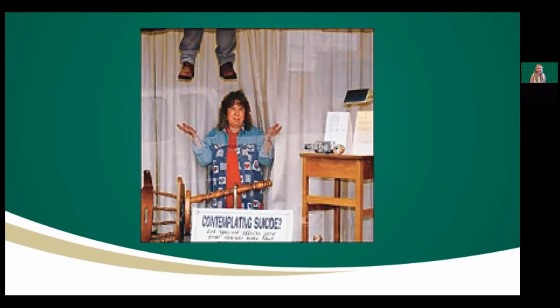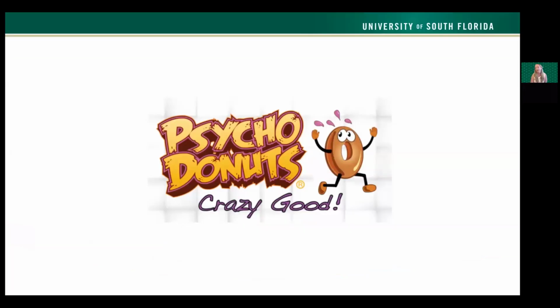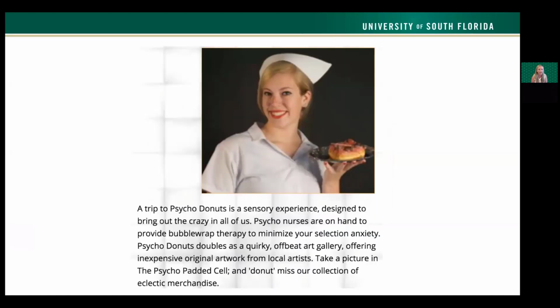Here's another example in advertising. This is, I'm sorry to say, a donut chain. There's more than one of these in California called Psycho Donuts. They're crazy good is the tagline. Here we have an image reminiscent of Nurse Ratched from One Flew Over the Cuckoo's Nest. The text reads, "A trip to Psycho Donuts is a sensory experience designed to bring out the crazy in all of us." So again, that use of stigmatizing language like crazy.